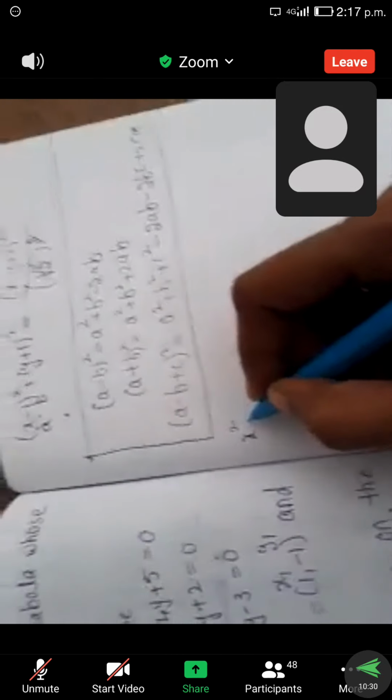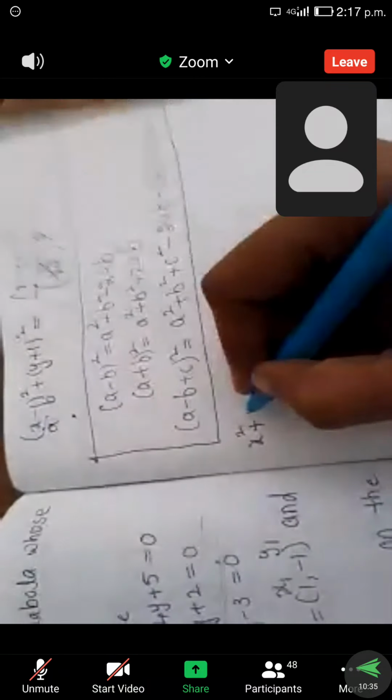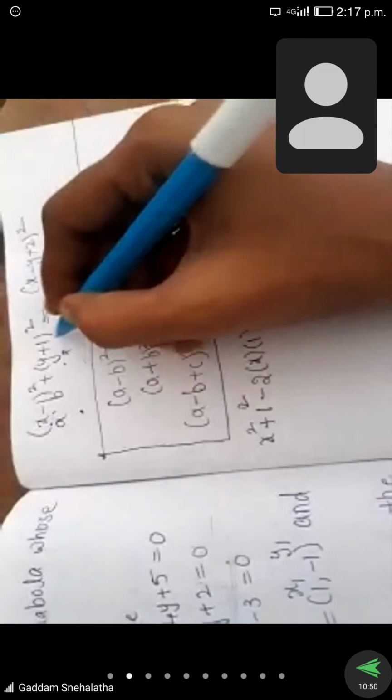So here I have x minus 1 whole square. So x is a, 1 is b. So x minus 1 whole square means a minus b whole square. So a minus b whole square is equal to, what is the expansion I have? First a square. So a is equal to how much I have? x. So x square plus b square. So b value how much I have here? 1. So that's why 1 square minus 2ab. So minus 2 into a value is x, b value is 1. So 2 into x into 1.